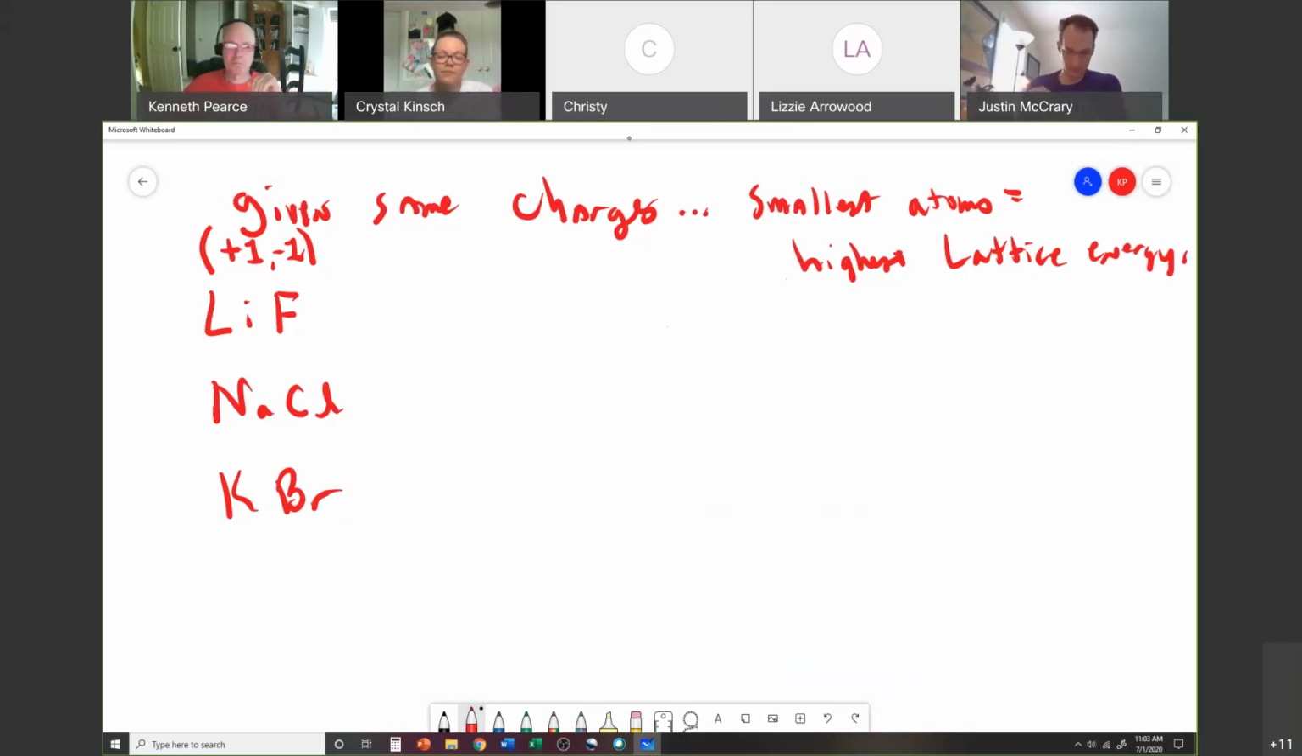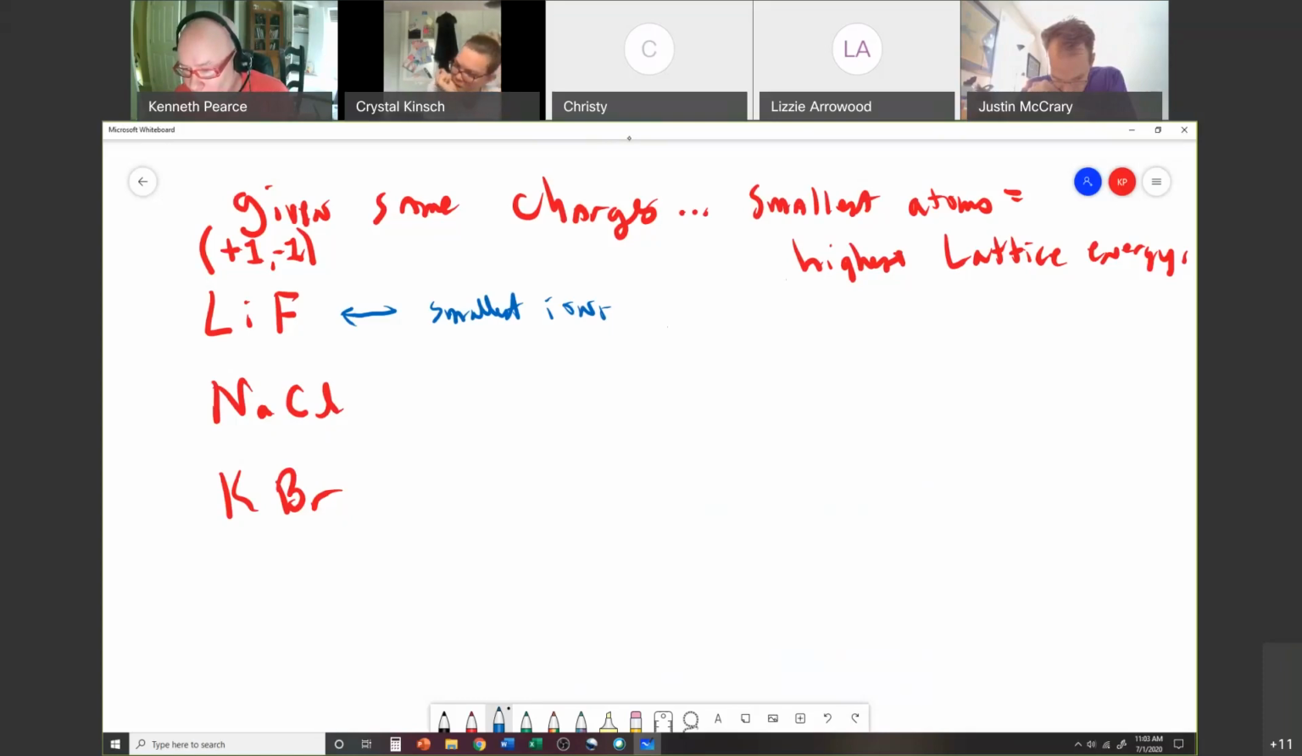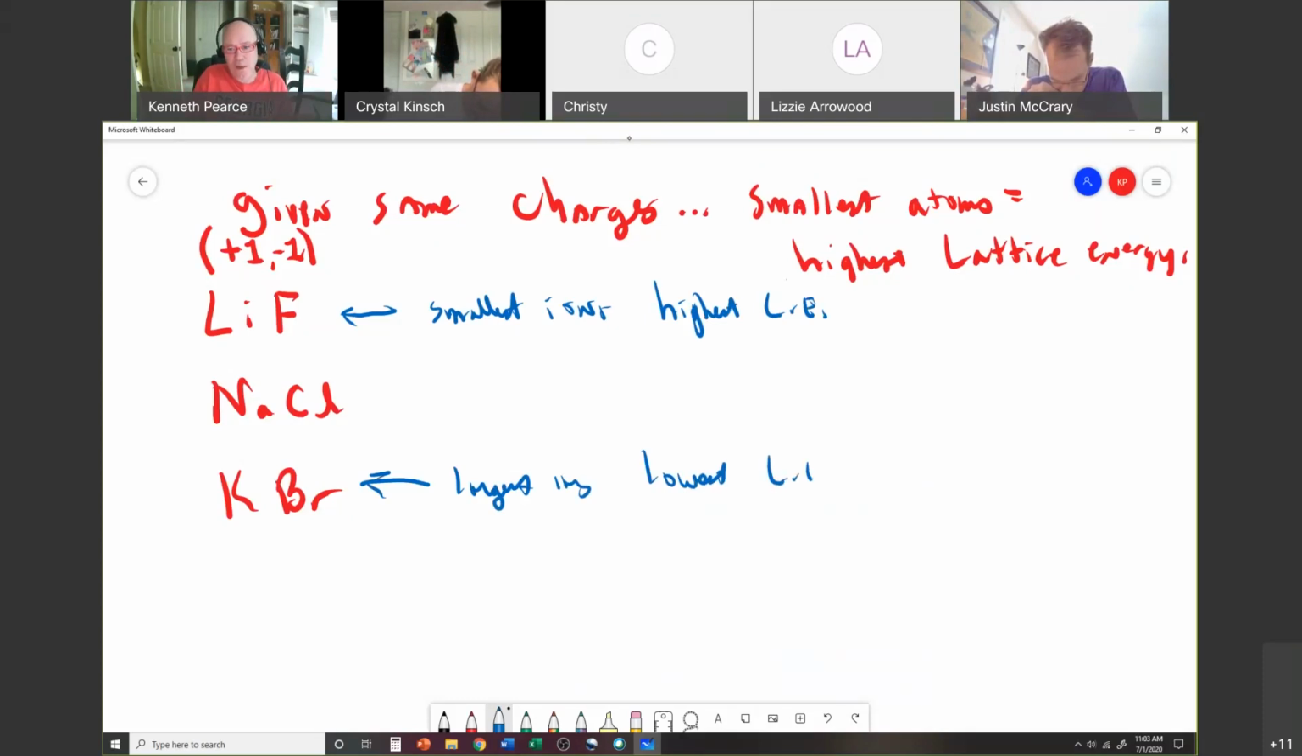Given the same charges, which one's going to have the highest lattice energy? It's the one that's going to have the smallest ions or the smallest atoms. Which one has the smallest atoms? This one right here, the lithium fluoride, has the smallest ions. How do I know it's the smallest ions? Because it's the furthest up the periodic table. Lithium is the furthest up on the left, and fluorine is furthest up on the right compared to sodium and potassium. So this would have the highest lattice energy. I'm just going to abbreviate that LE. And you look at potassium bromine, and since it's the largest ions, it would have the lowest lattice energy.